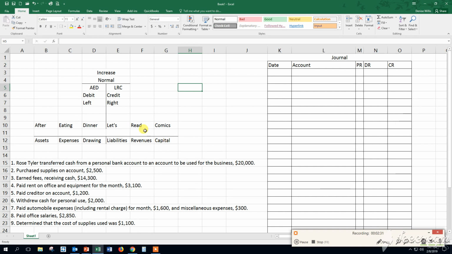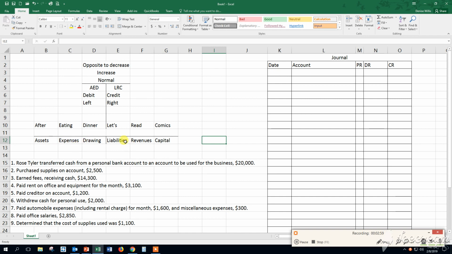Now, once you understand how you increase an account, then you can do the opposite to decrease. Okay, so an asset has a normal debit balance, so I'm going to debit it to increase it, but if I want to decrease it, I'm going to credit my asset. Typically, you're not going to decrease your expenses or drawing.